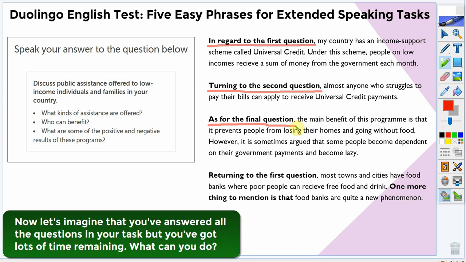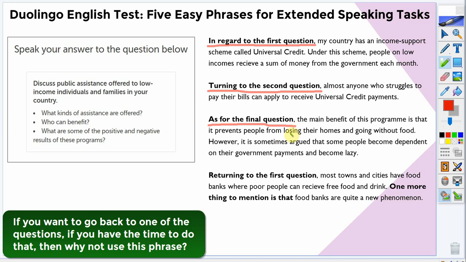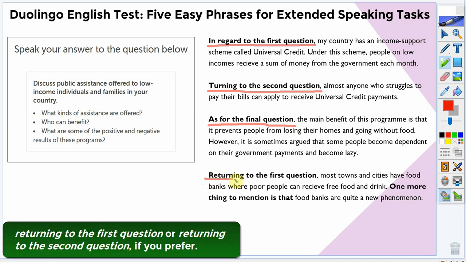Now let's imagine that you've answered all the questions in your task, but you've got lots of time remaining. What can you do? Well, you can return to one of the questions and add some more information to your answer. If you want to go back to one of the questions, if you have the time to do that, then why not use this phrase, returning to the first question, or returning to the second question, if you prefer.